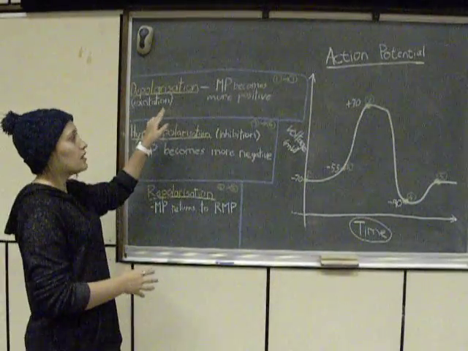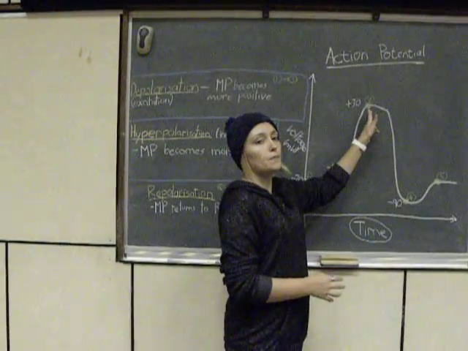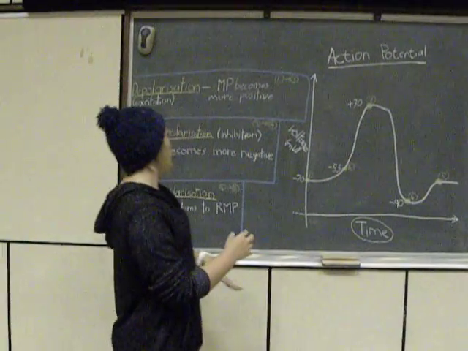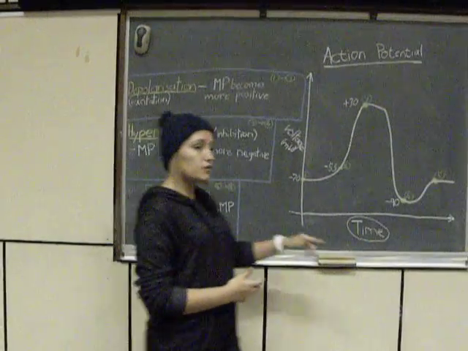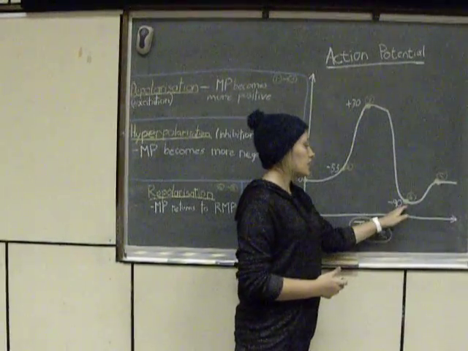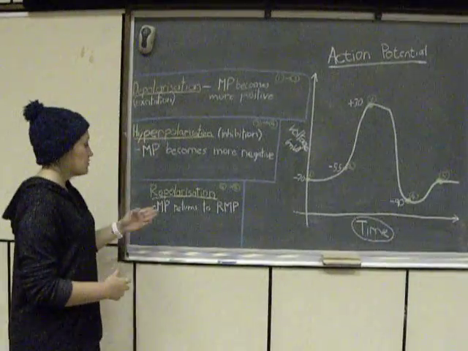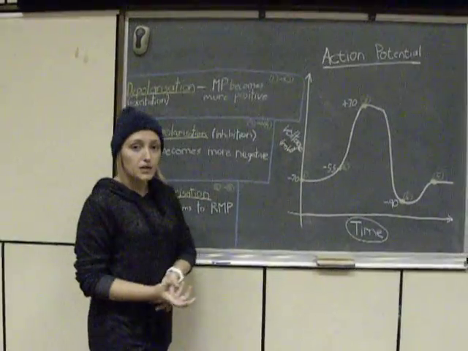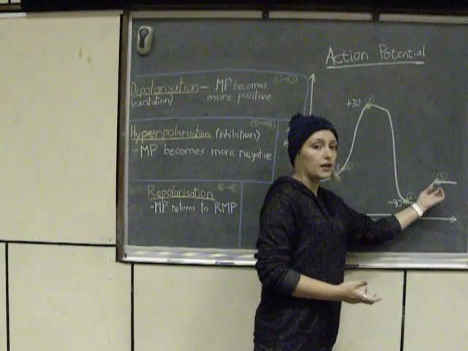So depolarization occurs from point 1 to point 3. Because that's when the membrane potential is becoming more positive. And then hyperpolarization is from point 3 to point 4. So from here to here, because that's when the membrane potential is becoming more negative. And then repolarization is when your membrane potential returns back to your resting membrane potential, which happens between 4 and 5.